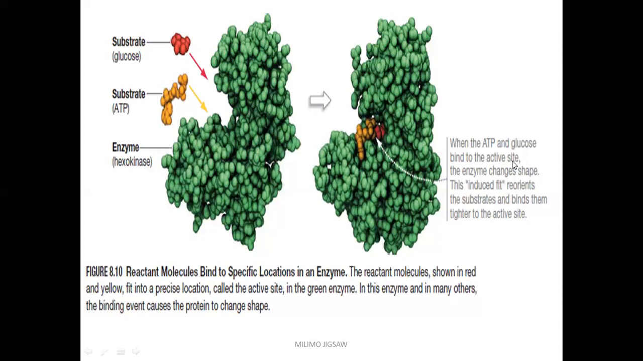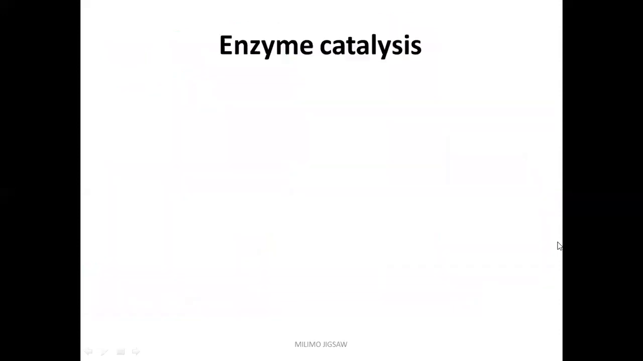So you are saying when ATP and glucose bind to that active site, the shape of the enzyme is going to change. Remember, we talked about the substrate inducing a conformational change. The conformational change is simply the shape. It's going to change. So this is induced because it is the substrate that has induced that conformational change. This induced fit is going to reorient the substrate and bind it tighter to the active site, and hence the reaction can take place efficiently.